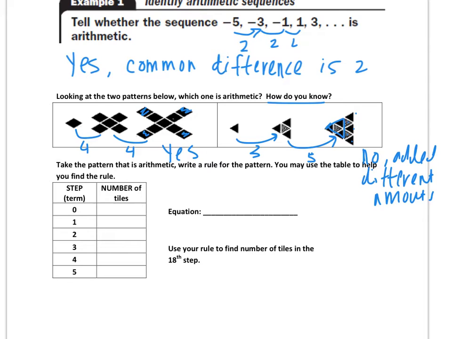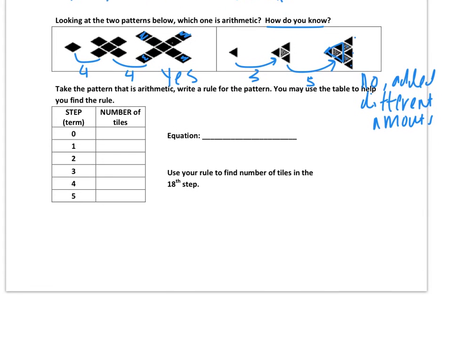All right, so now for the one that is arithmetic, the one that makes an X, write a rule for the pattern. Use the table to help you write a rule. I'm going to start with the first term. I'm just going to skip this 0 term. We'll talk about that. Actually, I'm not going to cross it out just yet, but we'll work backwards to get that one.